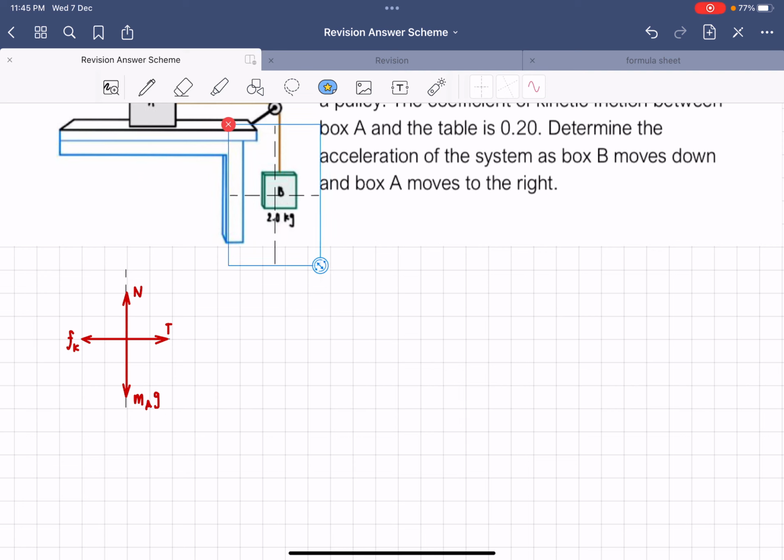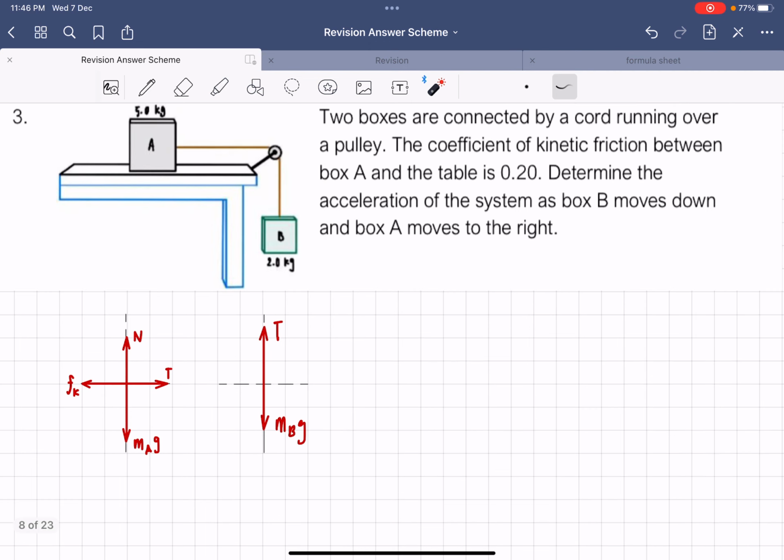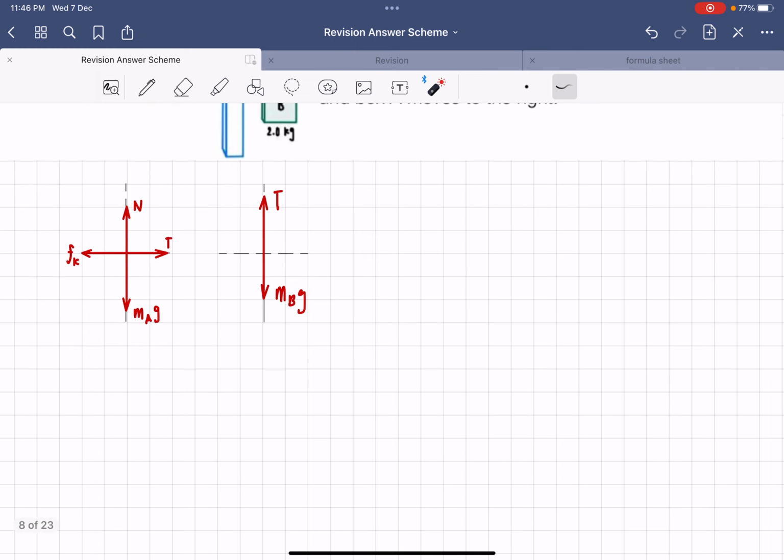Okay, next we are going to draw the second block. This one is just on the y-axis, so it's going to be something like this. So we have this one here, this one is the mass. So label them. This is m_B g and this is tension. Since this is the same rope, they will have the same tension. But if there are two different ropes, please remember, they won't have the same tension.